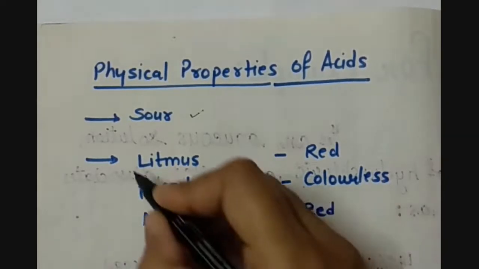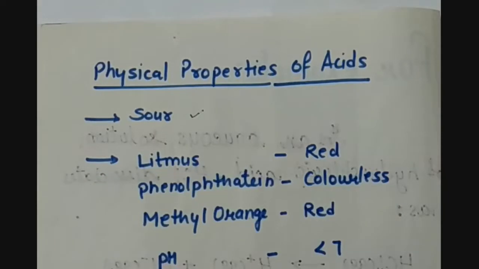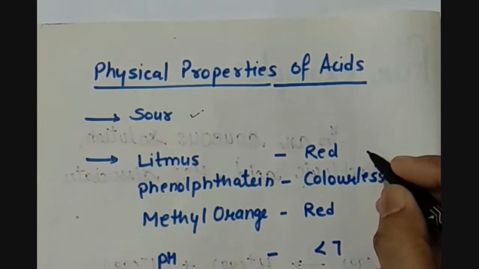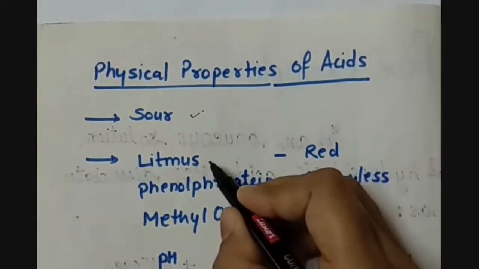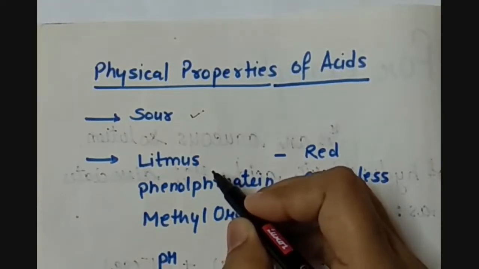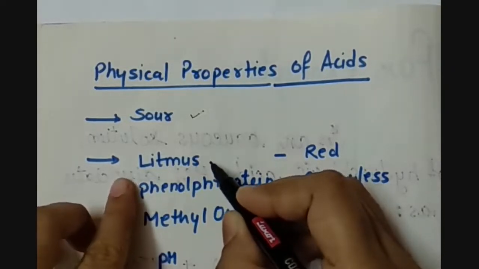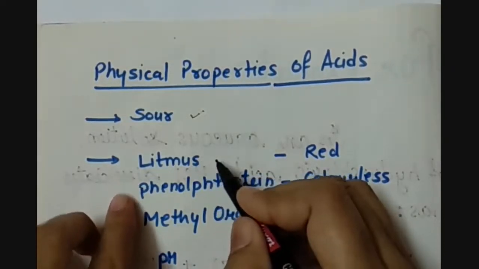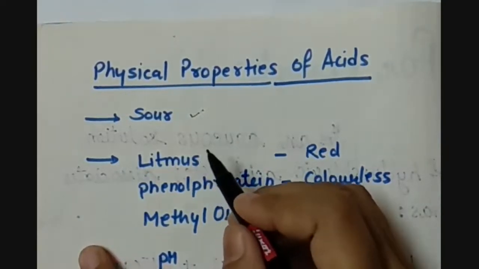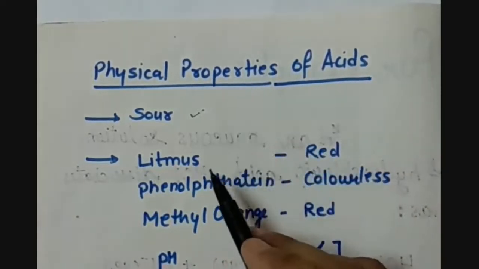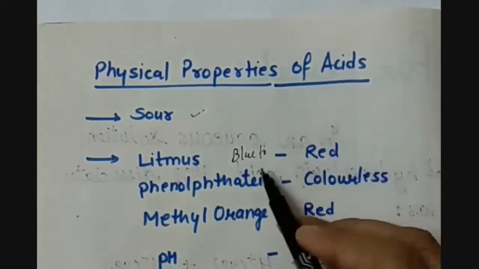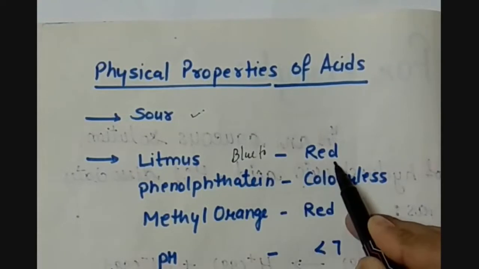Then we have litmus. Litmus is a type of indicator which reacts with acids. Actually, litmus is obtained from lichen and it is produced in two forms, solution and paper. As a solution, the original color of litmus is purple, but as paper it is available in two colors, red and blue. Acids turn blue litmus into red color. Blue litmus changes its color to red when it reacts with acid.